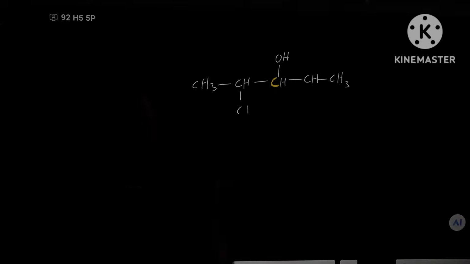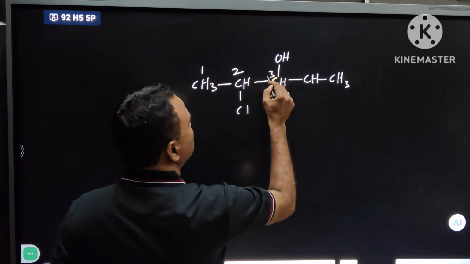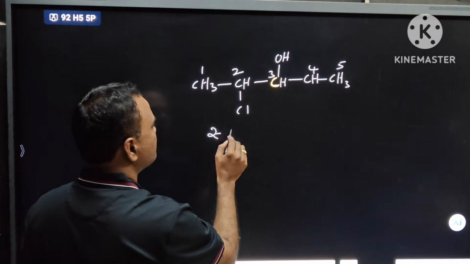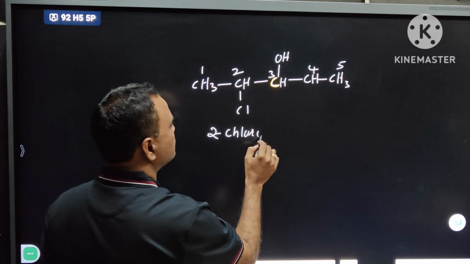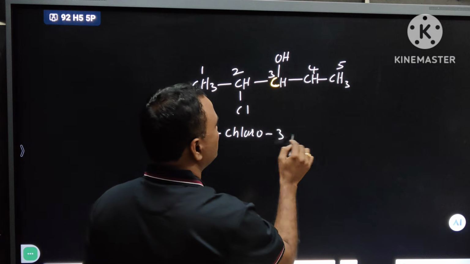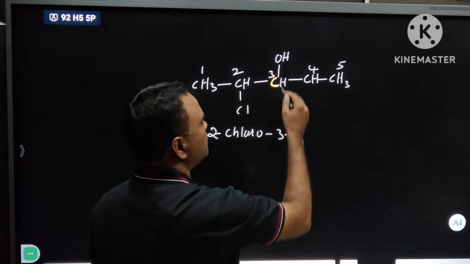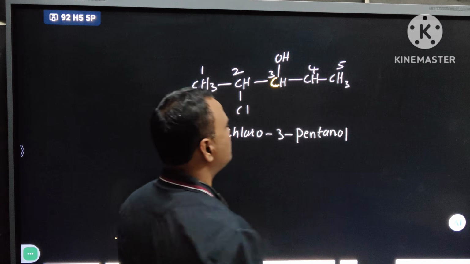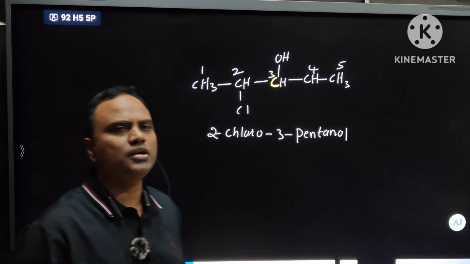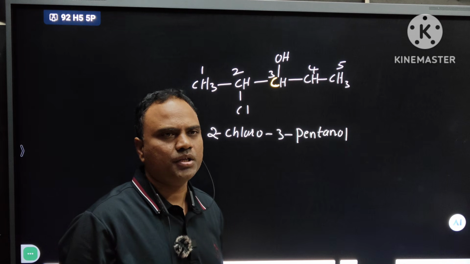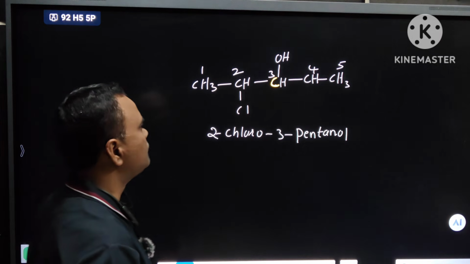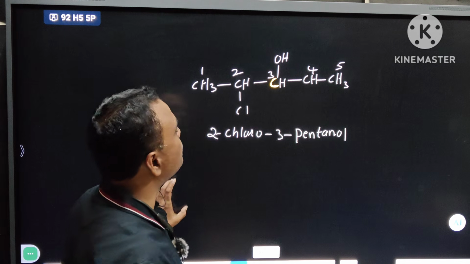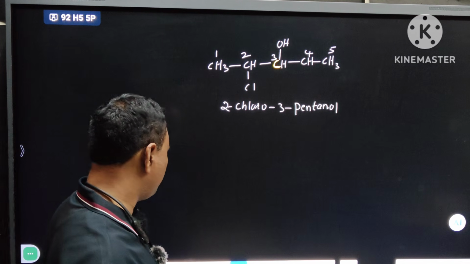1, 2, 3, 4, 5. 2-chloro, 3-pentanol. 2-chloro-3-pentanol. Got it? Right. And one more important example we have.